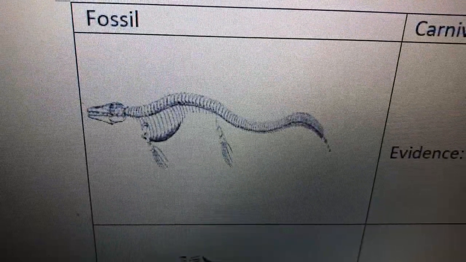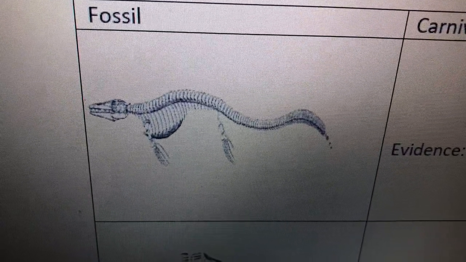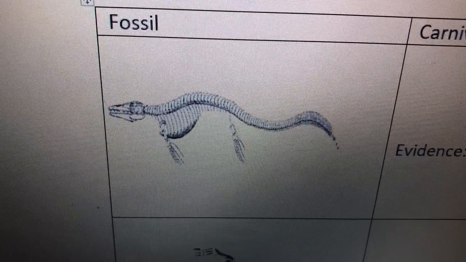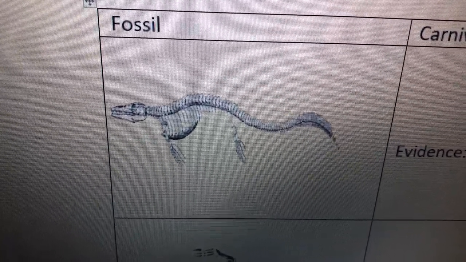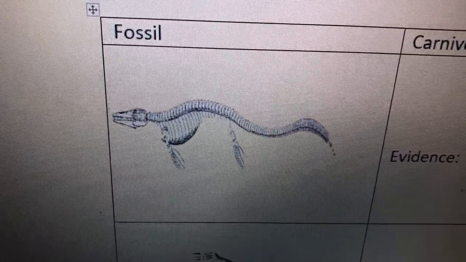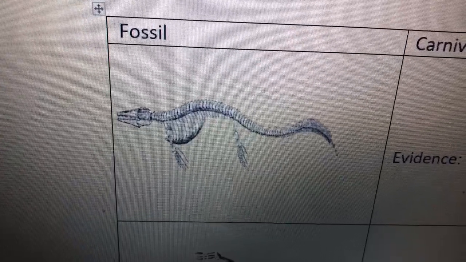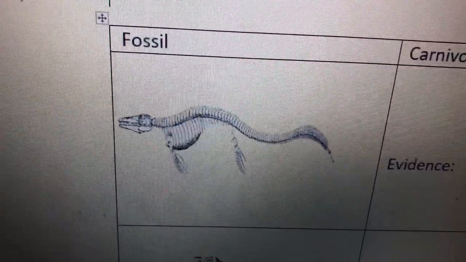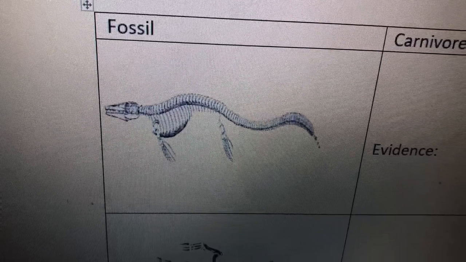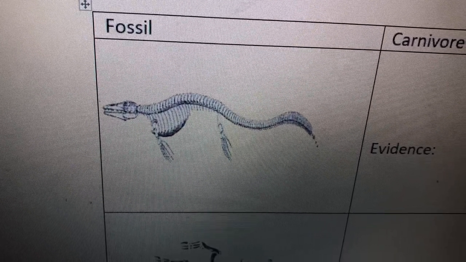And this first one, what do you think? Carnivore or herbivore? I think I see some big teeth there. I'm not sure, but I think I do. And also, those look a little bit like fins, right? It looks like it might be a water animal when it was alive.